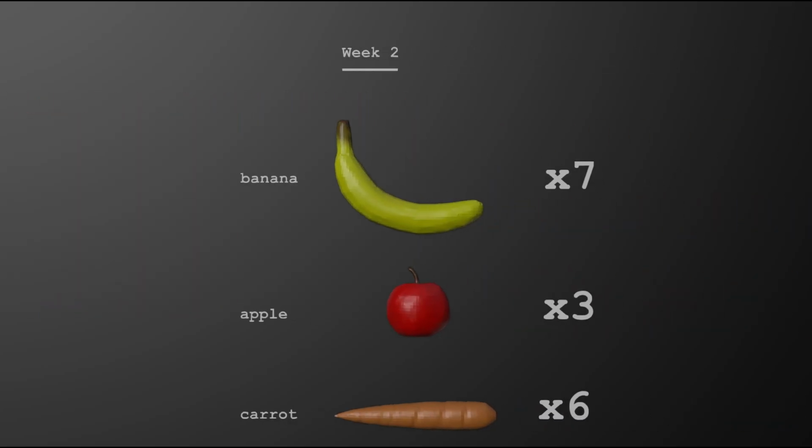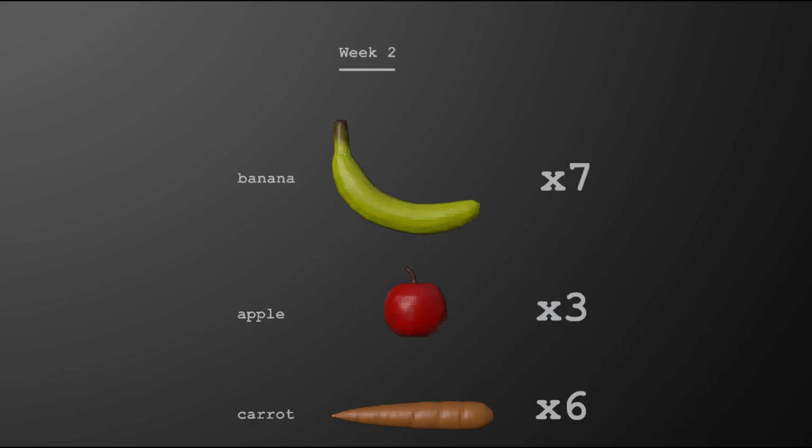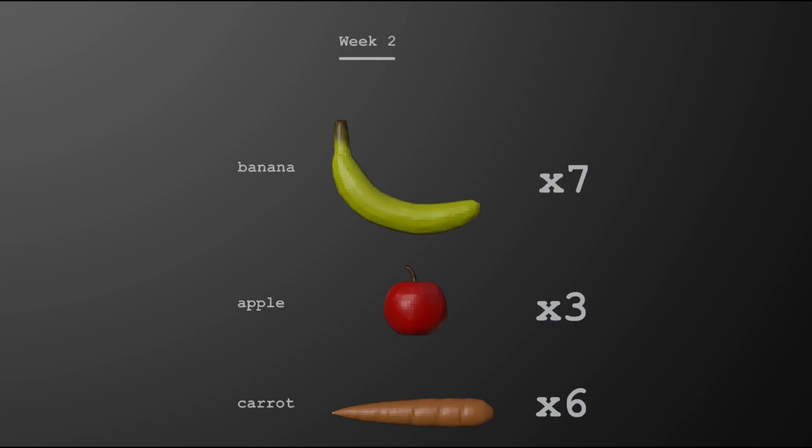Now it's week 2, and we need to stock up again. This time, we decide to get 3 apples, 7 bananas, and only 6 carrots. At the store, our total comes out to be $4.94. Again, we take our food home and eat it all.